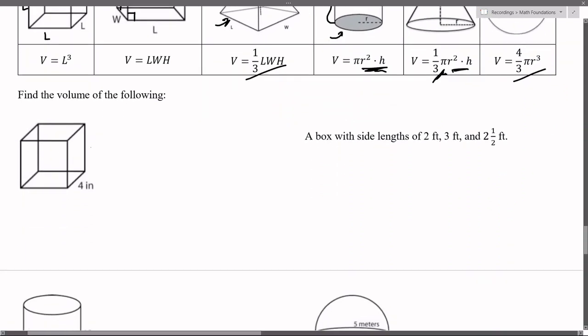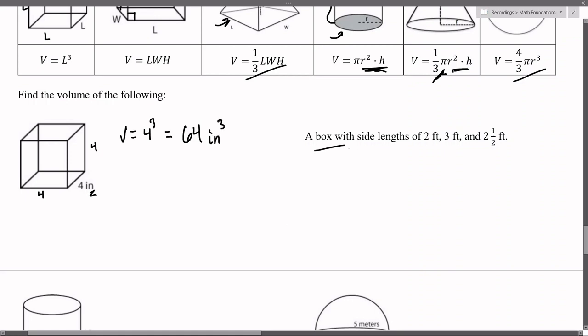We're going to do 4 times 4 times 4, or 4 cubed. That's why it's called cubed, because it's going to be the same dimension times itself 3 times. So 4 times 4 is 16, times 4 is 64. And these are all in inches, so the unit of measurement we're going to get is inches cubed.